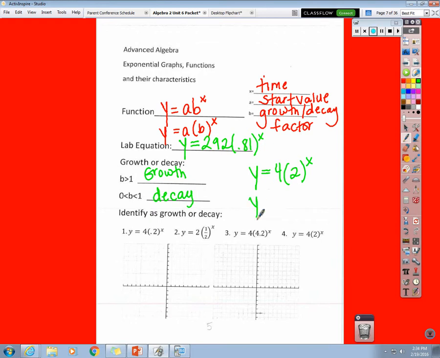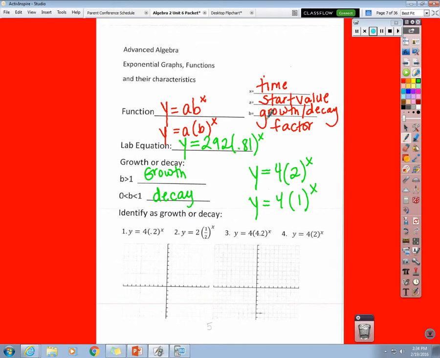Okay, so does it make sense to have a 1 there? No, a 1 is not growing or decaying, right? It's staying the same, because when you multiply something by 1, doesn't it stay the same? So that's why you'll never have a 1. It'll always either be greater than 1, which is a growth, or between 0 and 1, which is a decay.